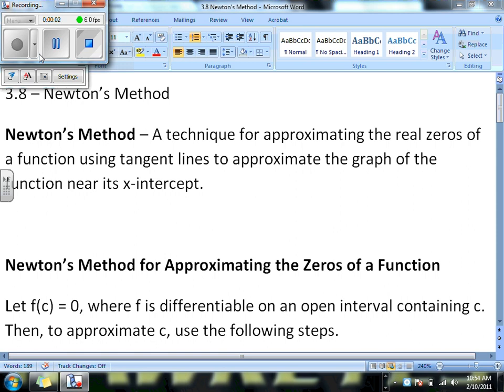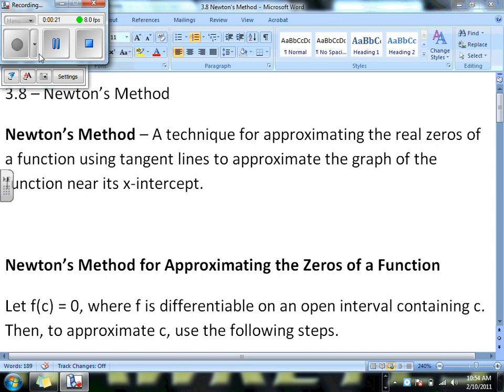Section 3.8 is about Newton's method. Newton's method is a technique for approximating the real zeros of a function using tangent lines to approximate the graph of the function near its x-intercept. What that means is maybe we're given a function that's really hard to find the x-intercept of, so we can use Newton's method to approximate where it's at.